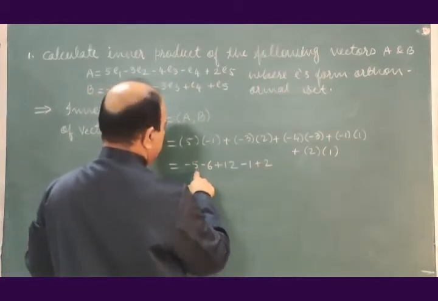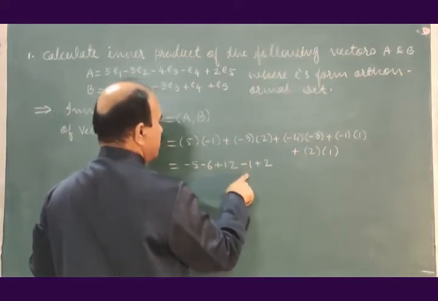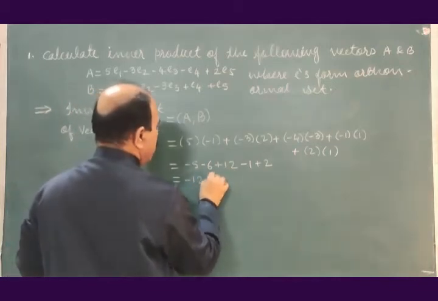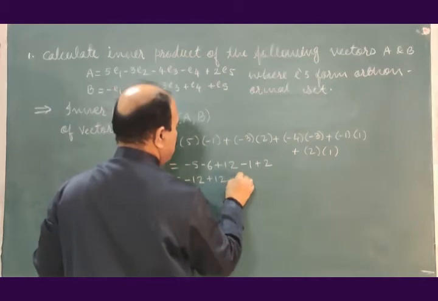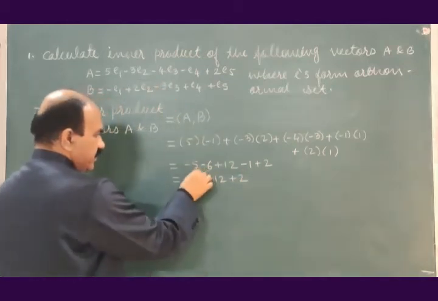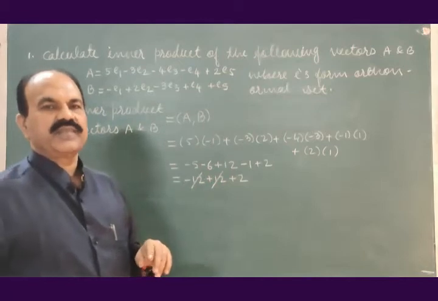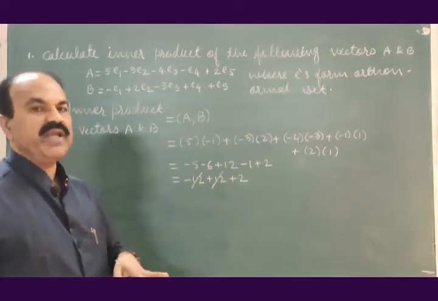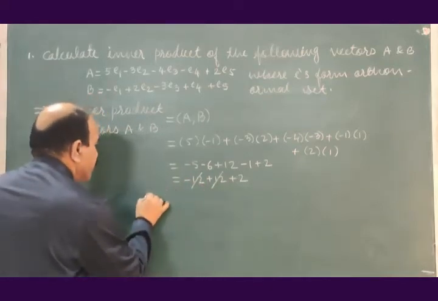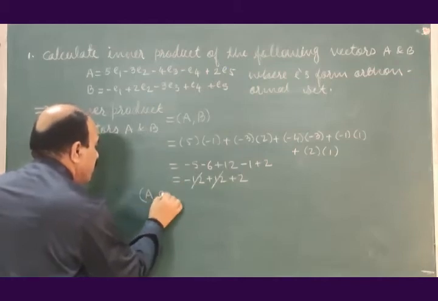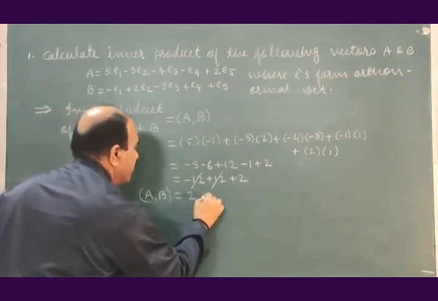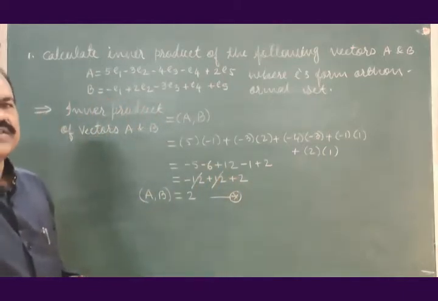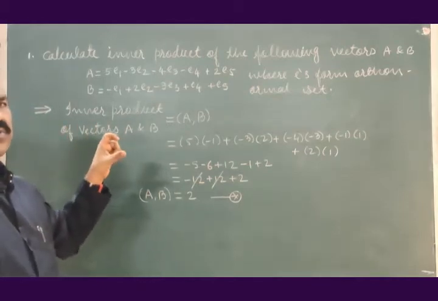So, minus 5 minus 6 is minus 11, minus 1 is equal to minus 12, plus 12 plus 2. Minus 12 plus 12 will get cancelled. These two together become 0, and what is left is: inner product of vectors A and B is equal to 2. This is the answer of this small problem.